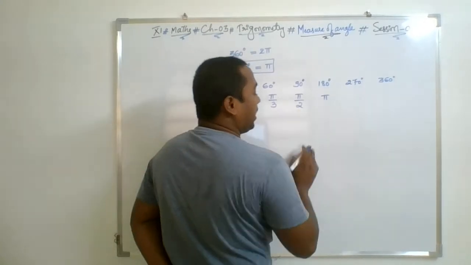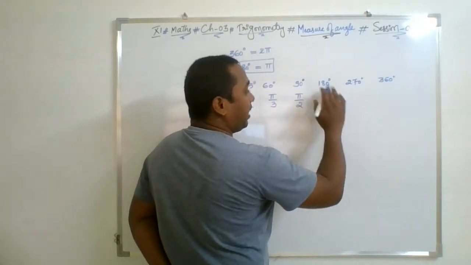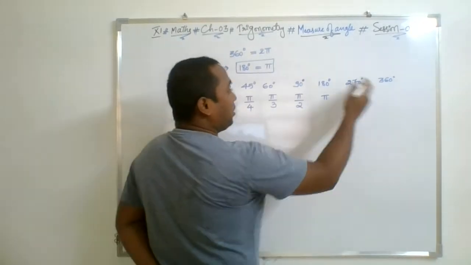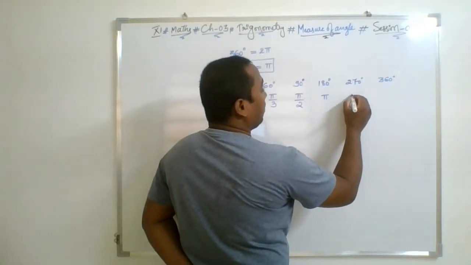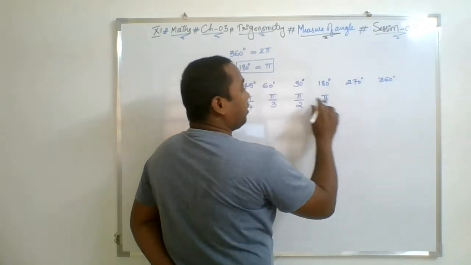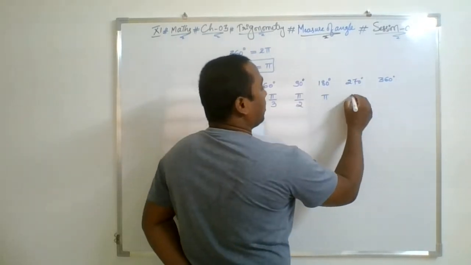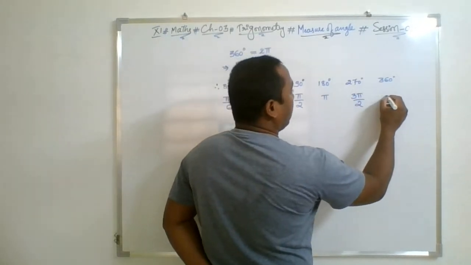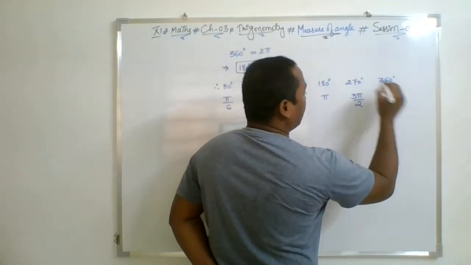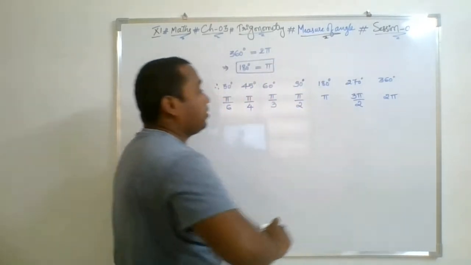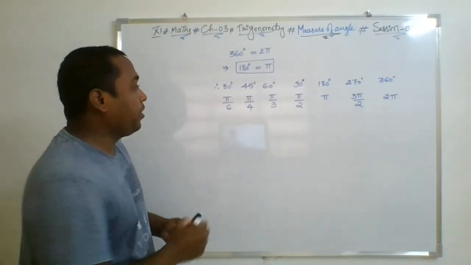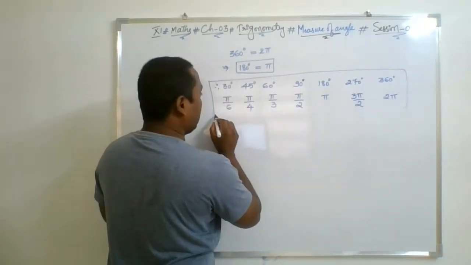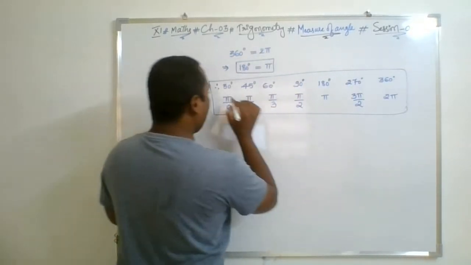180 degree means pi radians. 270 degree means you have to now multiply, no? So to get 270 degree, what you would say? Pi by 2 plus pi, that is 3 pi by 2, and 360 degree is 2 pi. Yes, we need to remember this tabular form of angles because we are going to use these angles in calculations.